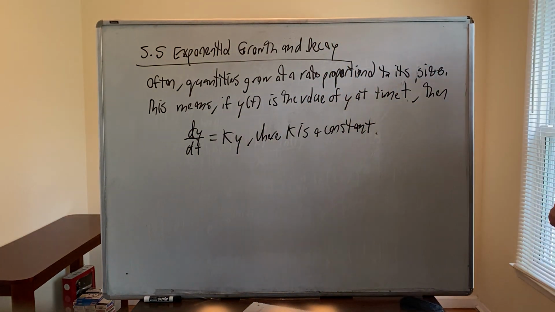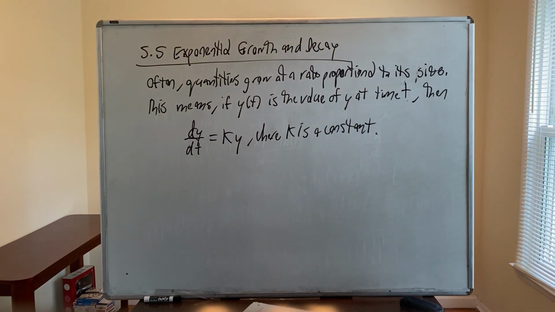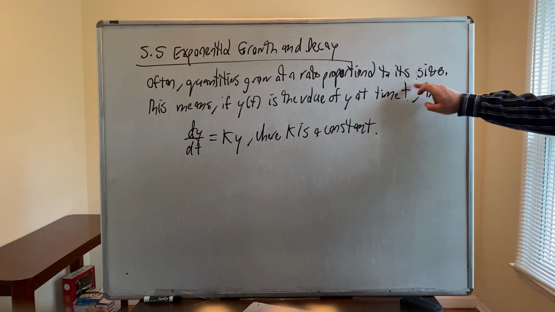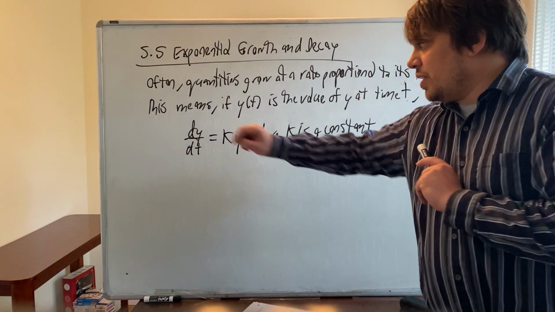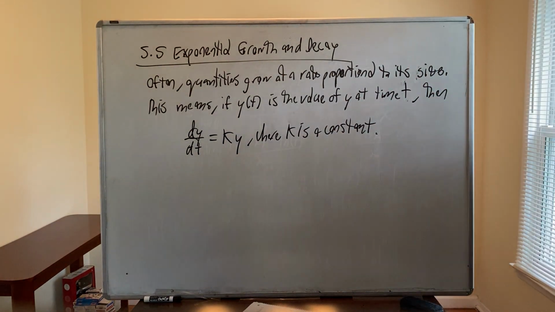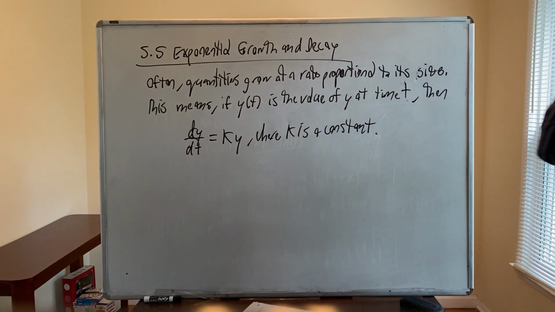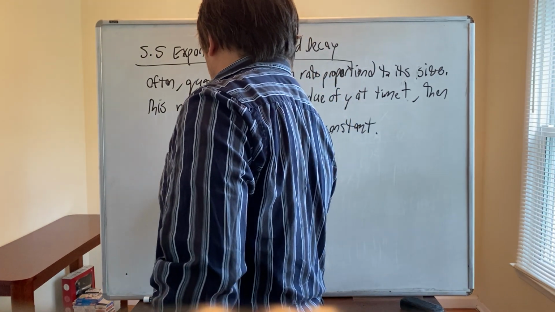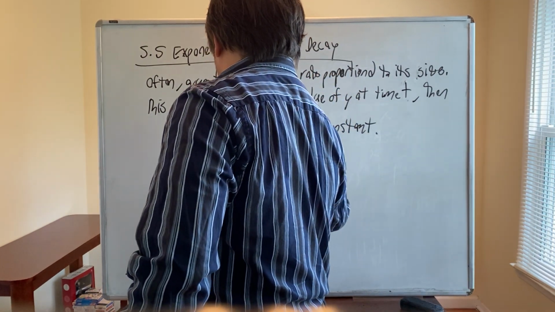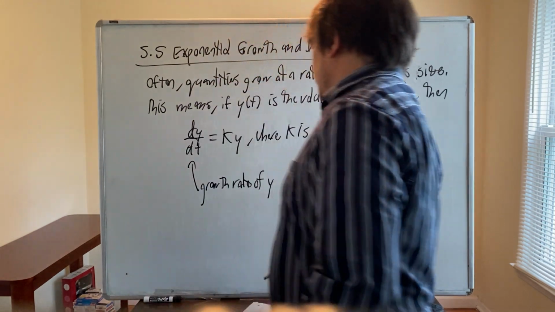Okay? So this means if y of t is the value of y at time t, then dy/dt is equal to ky, where k is a constant. Right? That's what it means for quantities to grow at a rate proportional to its size. dy/dt is the growth rate of y.